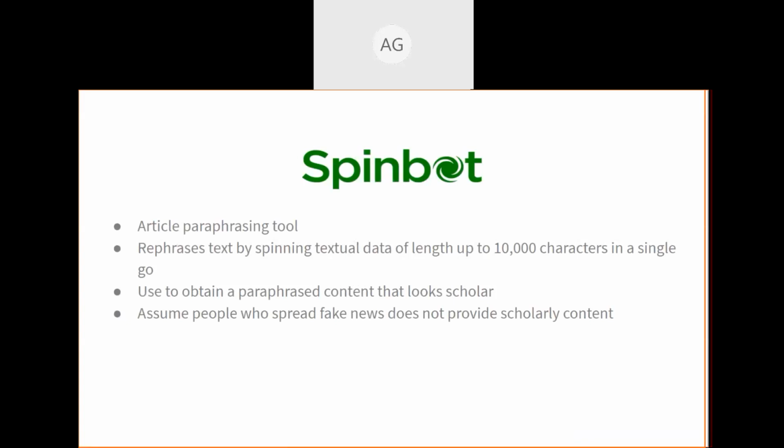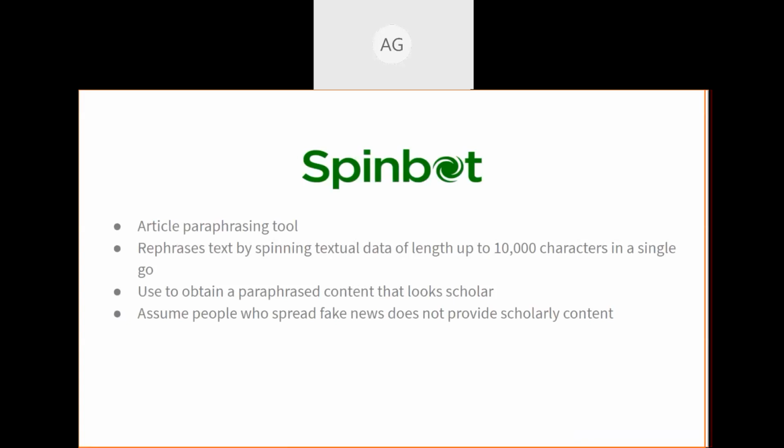So the first one is Spinbot. Spinbot is a free automatic article spinning tool. It rephrases the text by spinning textual data of length up to 10,000 characters in a single go. We use Spinbot to obtain paraphrased news articles.